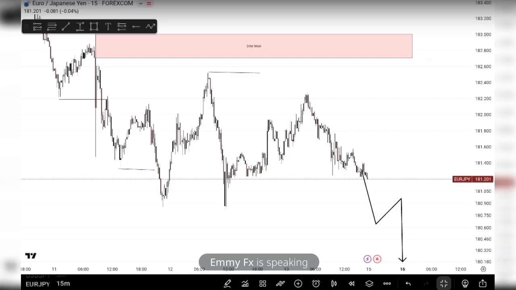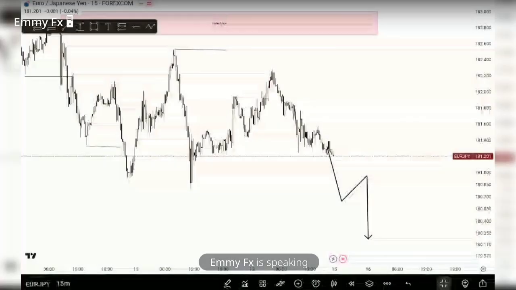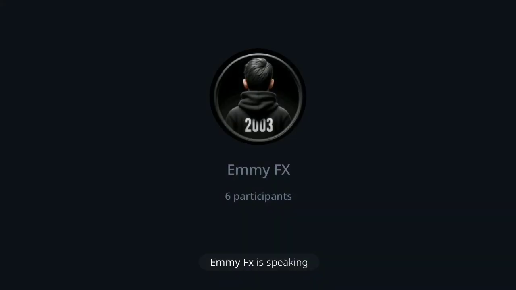So we wait for another BOS to the downside and follow the trade. Or if price gives us a market structure shift, then we follow the trade. So simple as that.